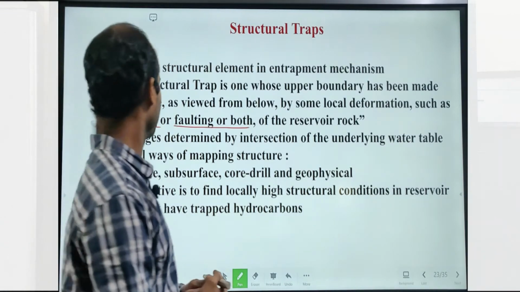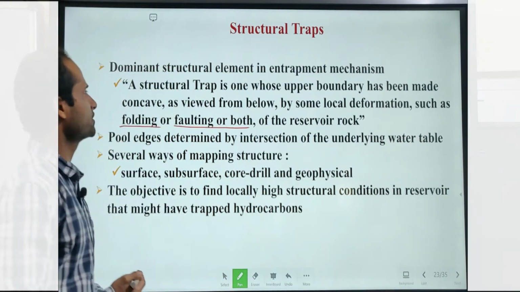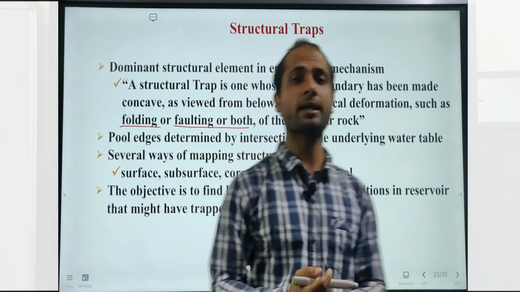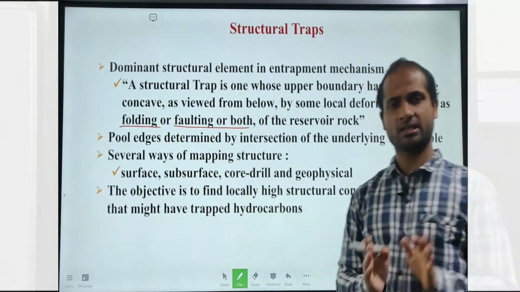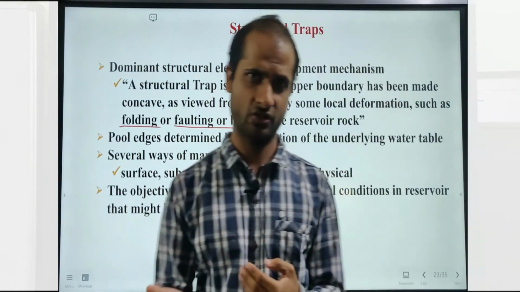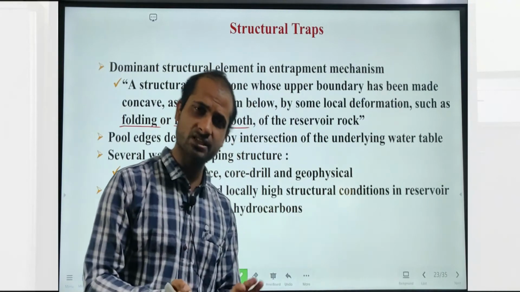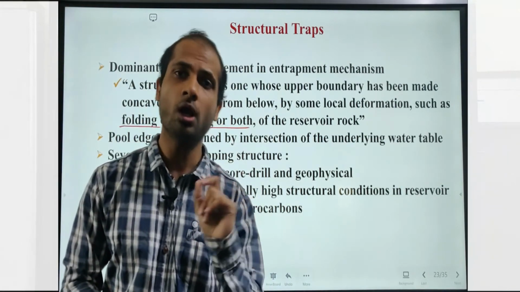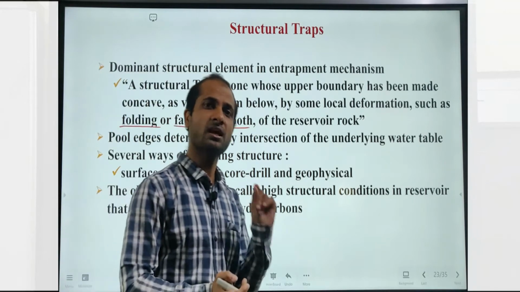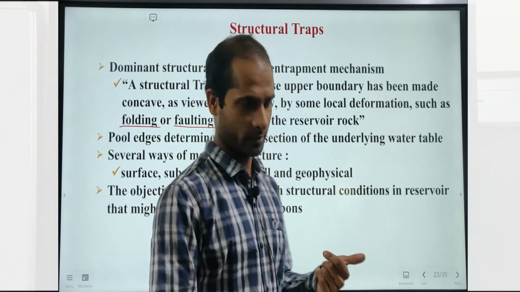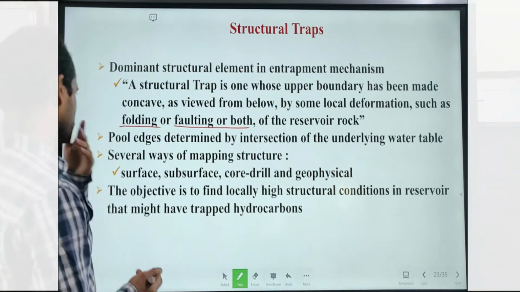Okay, they are mainly considered as structural traps. And how do they form? They are formed by deformations, which can be local deformation or regional deformation. When there is local deformation, that kind of structural trap is known as a pool. When there is regional deformation, then that kind of structure is known as a province, or field.